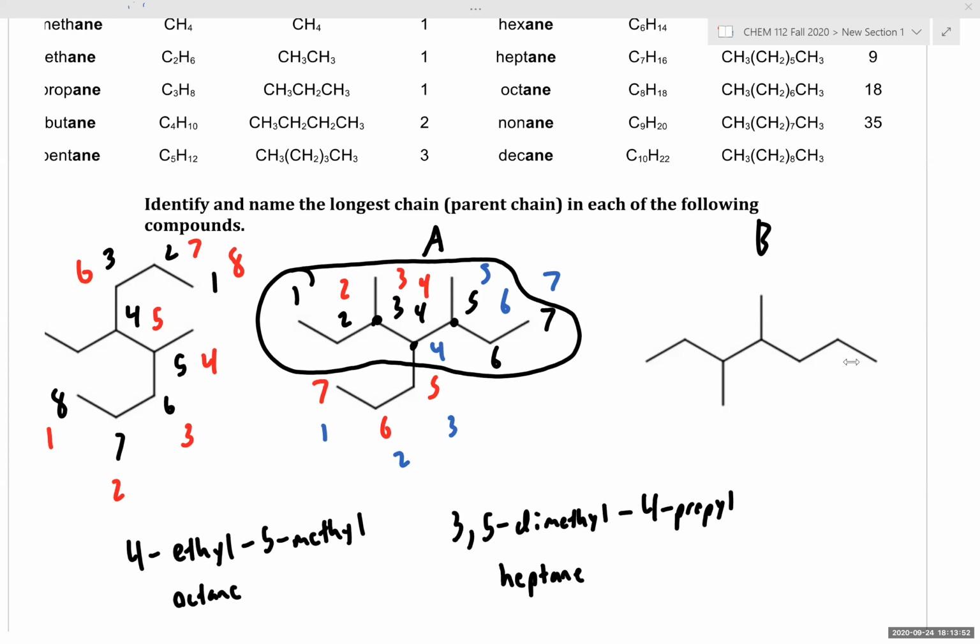So does anyone have any opinions for structure B? You're welcome to use the annotate tool to share your proposed carbon numbering scheme. So we have a proposal that the longest chain is hexane. That's exactly right. And we even have some students that are starting to try to name it. That's really good. And we have students calling this 3,4.